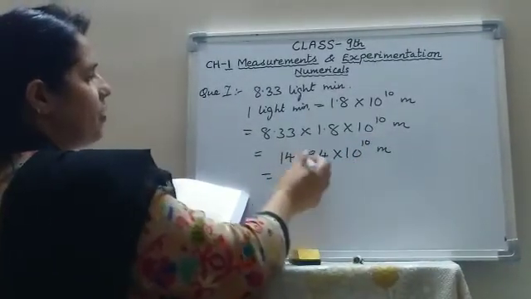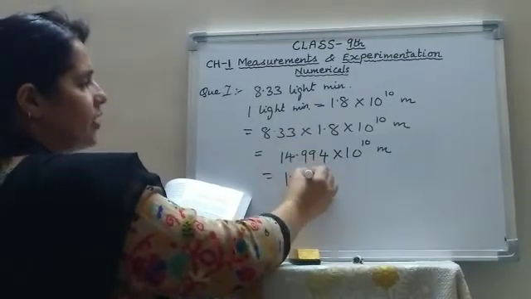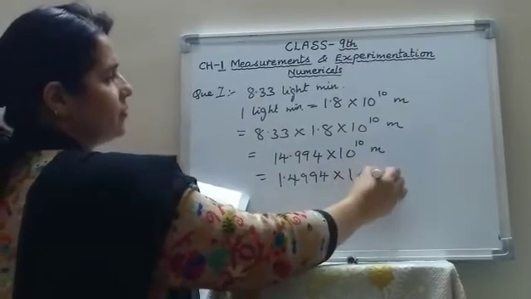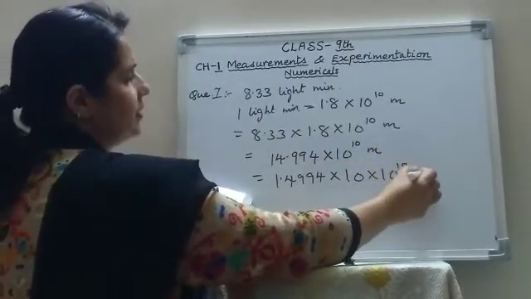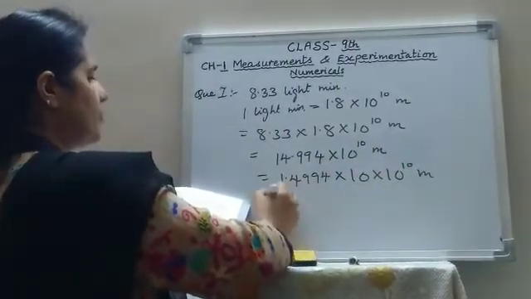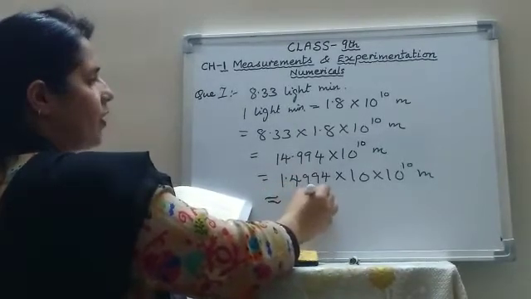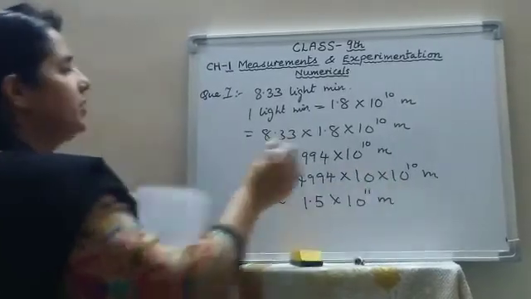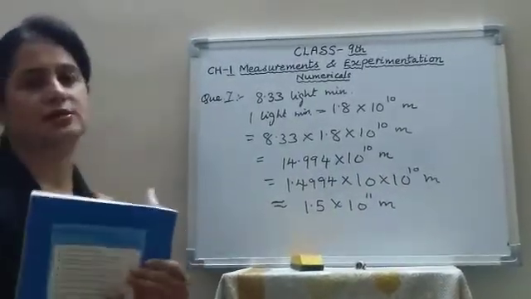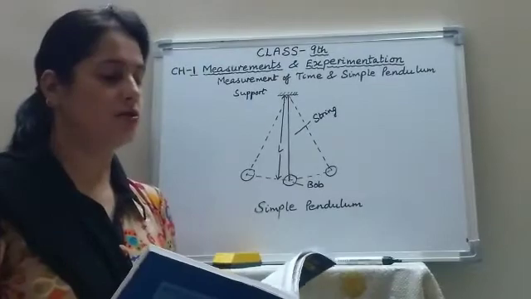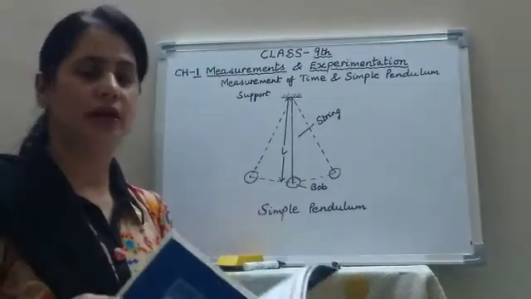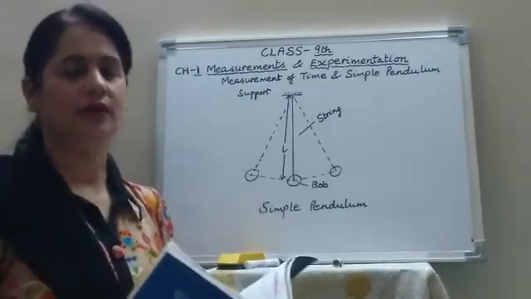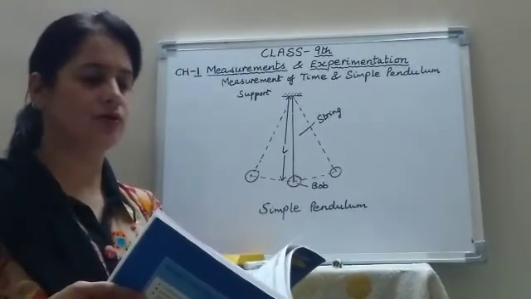And to convert in standard form, we bring the point here after one digit. So you have to divide by 10 and at the same time you have to multiply by 10. So on rounding off, approximately you will get 1.5 into 10 to the power 11 meters. So this is the answer. Now children, unit A of chapter number 1 is over and unit B is not coming in your syllabus. So you don't have to do unit B.